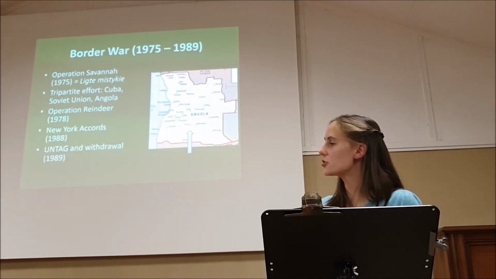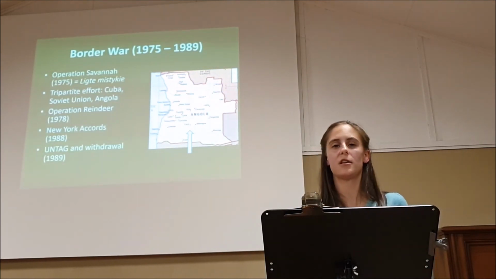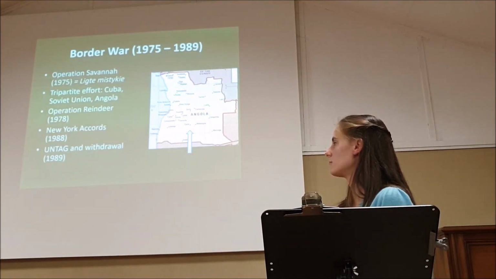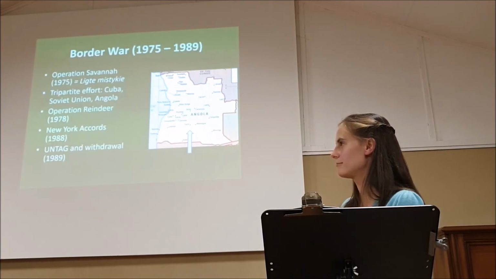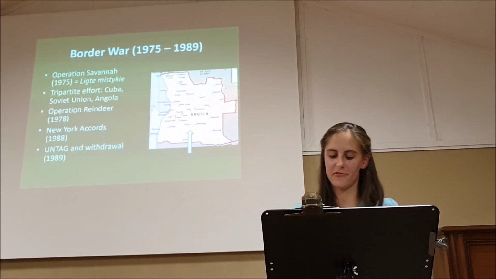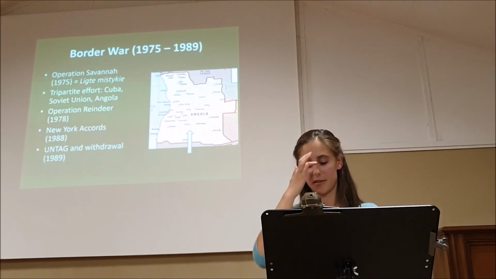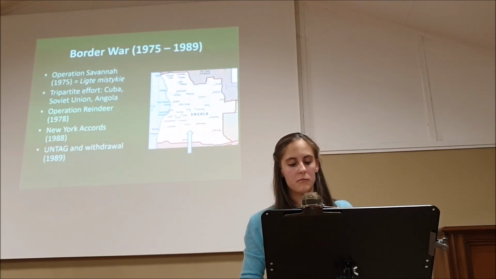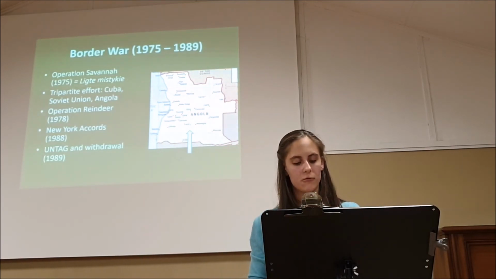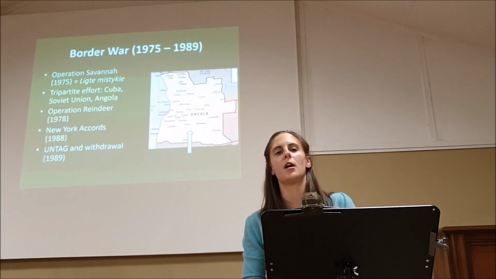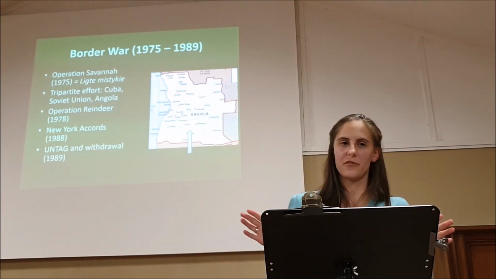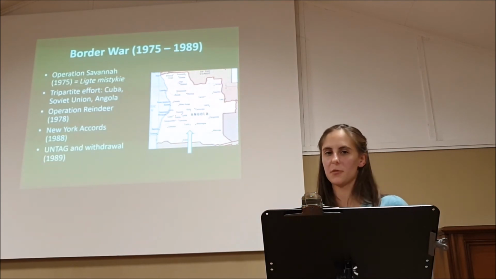The official end of the war in 1989 occurred because of that systematic withdrawal, as well as the presence of the UN Transition Assistance Group, which was meant to observe, supervise, and make sure everyone is doing what they're supposed to be doing.